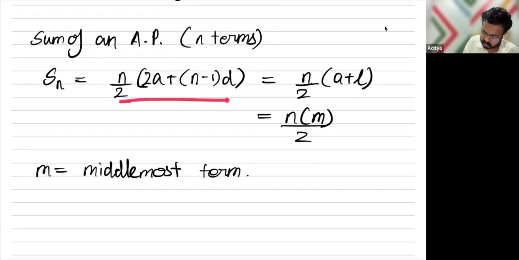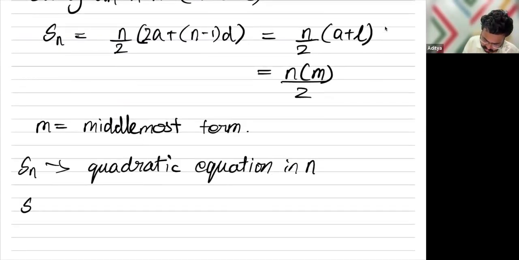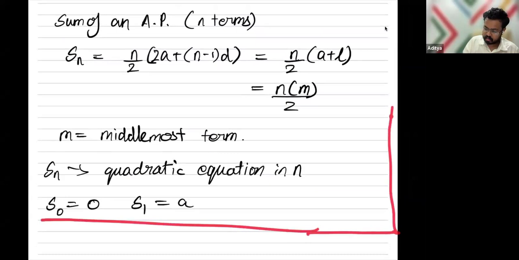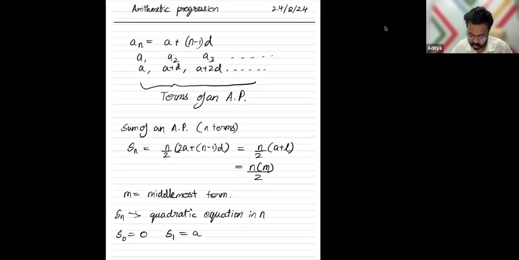Also, you can notice over here that Sn is a quadratic in n. S0 is 0, S1 is equal to a. These are a few things that you can keep in mind. You can note this down. This might be useful in solving the next few questions. So this is the theory of arithmetic progression.